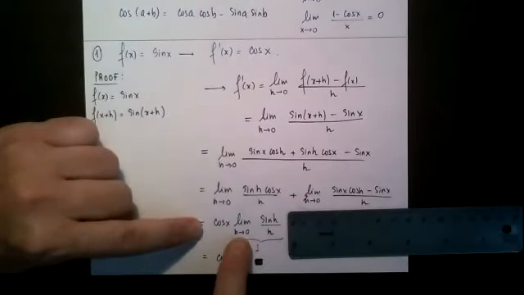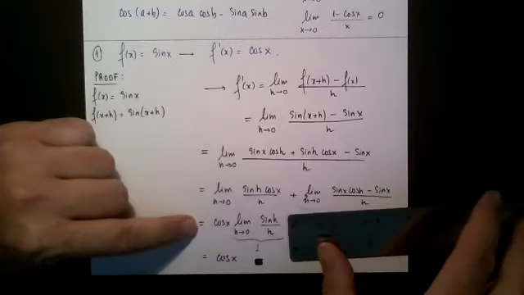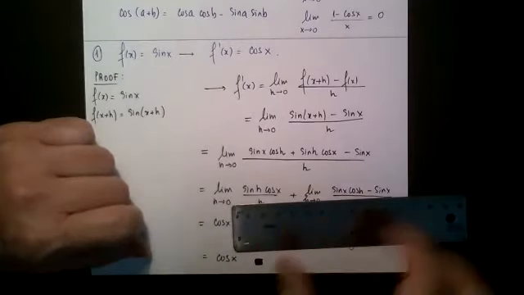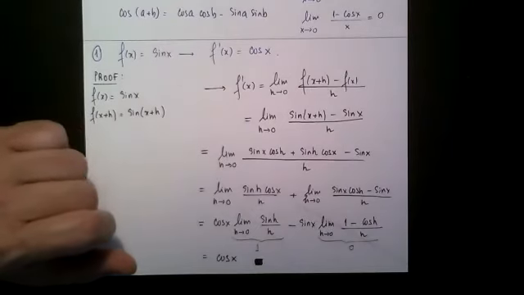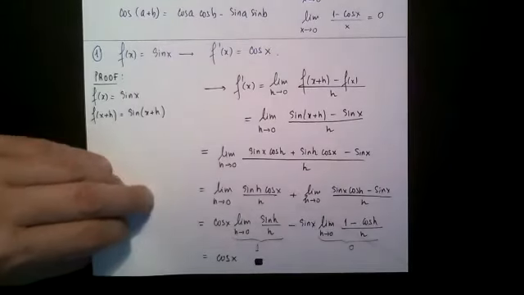What's left? This here. And sine x over x when x is approaching 0, that's 1. Also, right? You know that. So that's it. I have cos x times 1. Okay, now I see it. Cos x. Okay? Can we move on?